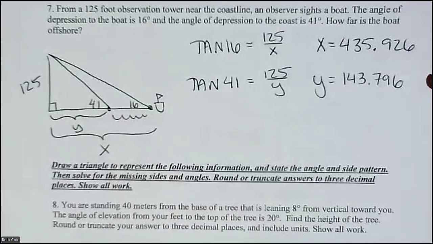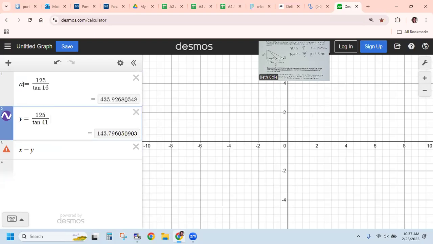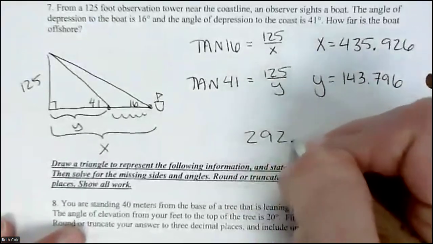Yeah, X minus Y. I'm actually not sure it'll do it with X and Y. I might need to make them A and B. Because I think sometimes Desmos won't do it with an X and a Y. I'm going to have to call them A and B. Sorry, I don't know why it's like that. I guess it's because X and Y are usually the variables that you graph something with. But anyway, there you go. 292.130 is your final answer.